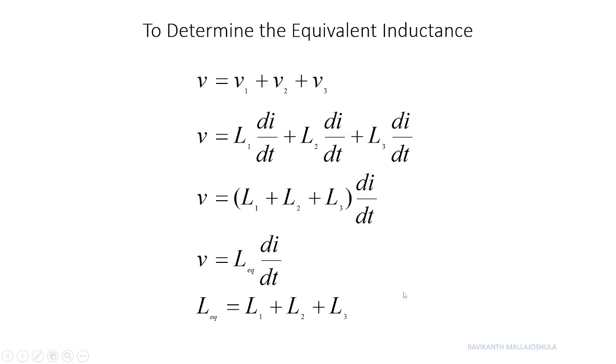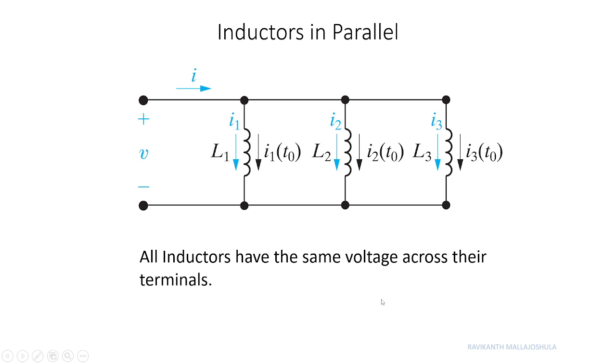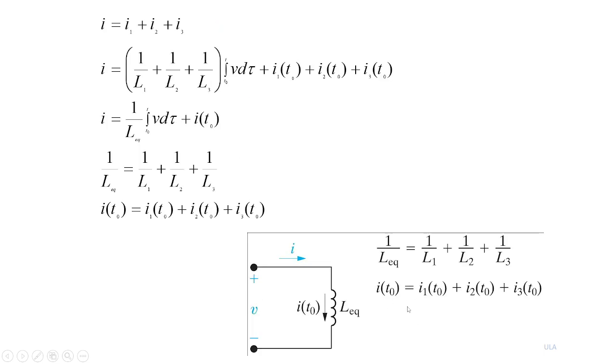Inductors in series, you can obtain the value as L equivalent equal to L1 plus L2 plus L3. And for parallel combination, the value of inductance is 1 by L equivalent equal to 1 by L1 plus 1 by L2 plus 1 by L3. Likewise, you can calculate for 2 inductors or more than 2 inductors.